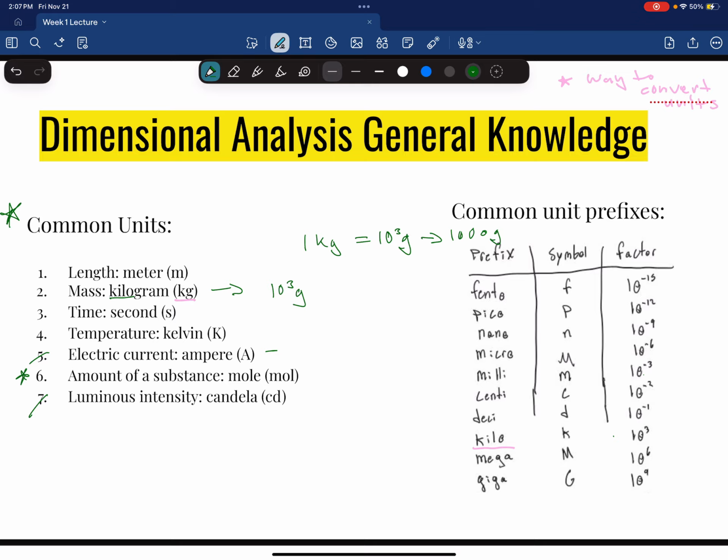So it's going to be like milli. A millimeter is going to be 10 to the negative 3 meter, which is going to be... wait, not 1,000 meters. It's going to be 0.001 meters. So that's what a millimeter is going to represent.